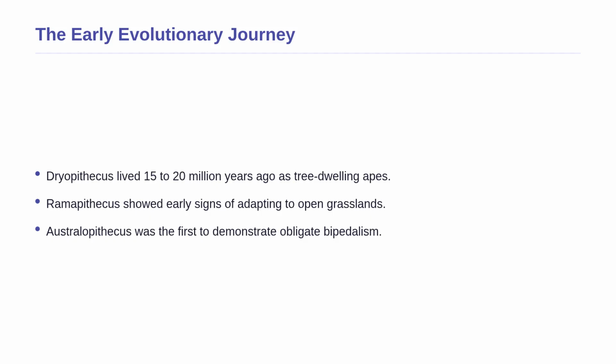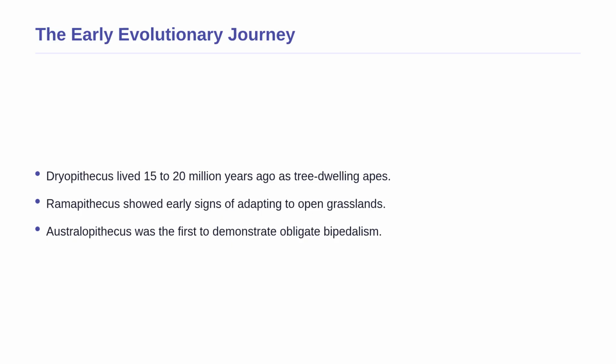Now that we have set the stage, let us look at the early timeline of our ancestors. Understanding this sequence is crucial because it shows the step-by-step biological upgrades we underwent. Our story begins roughly 15 to 20 million years ago with Dryopithecus, a genus of tree-dwelling apes that serves as a common ancestor to both modern apes and humans. As environments changed, intermediate forms, like Ramapithecus, began adapting to open grasslands.